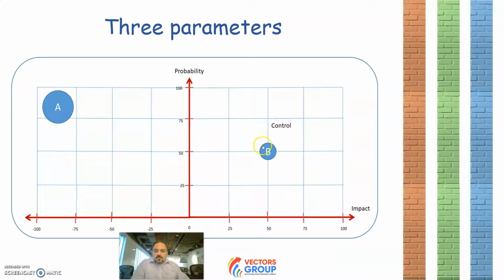Let's say risk B, let's say this is a government policy that will create new grant opportunities for nonprofit organizations, and your organization can benefit from it. The probability is moderate. The impact is moderate too, because it's not a huge grant, and you have very limited control over it. But at the end, it's a positive risk. It has a positive impact on your organization.